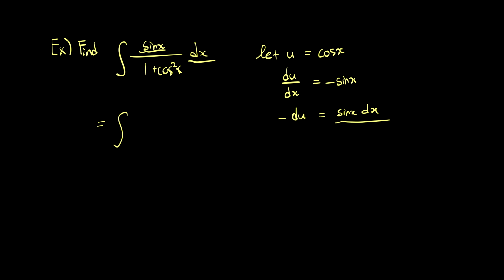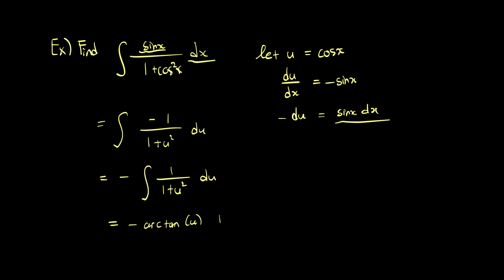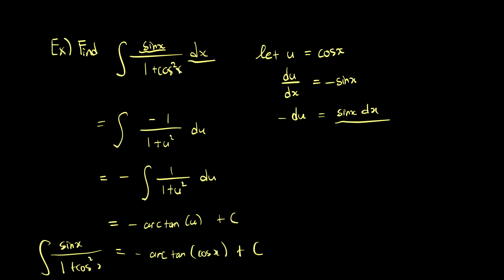So this would become negative 1 du all over 1 plus u squared. I'm going to extract the negative 1 out, and you'll recognize that this is arctan u plus c. And substituting back the u, this would become negative arctan cos x plus c, just like that. So the integral of sine x over 1 plus cos squared x dx equals negative arctan cos x plus c.